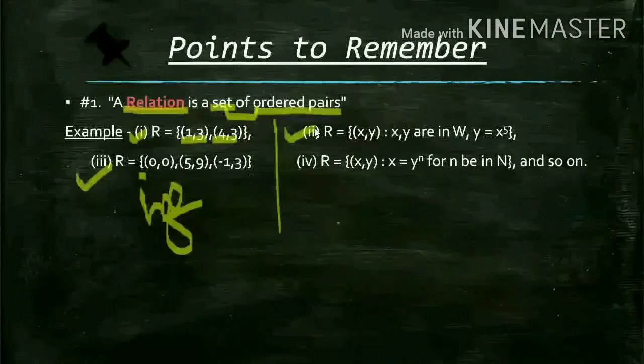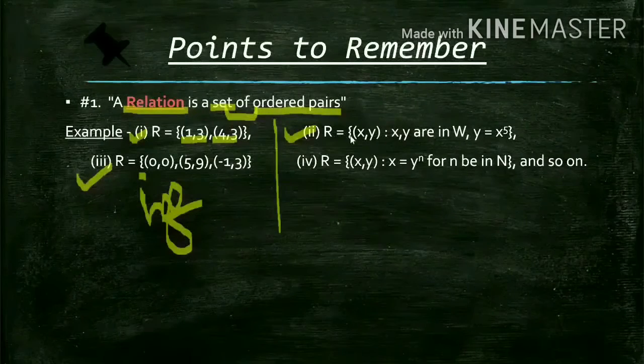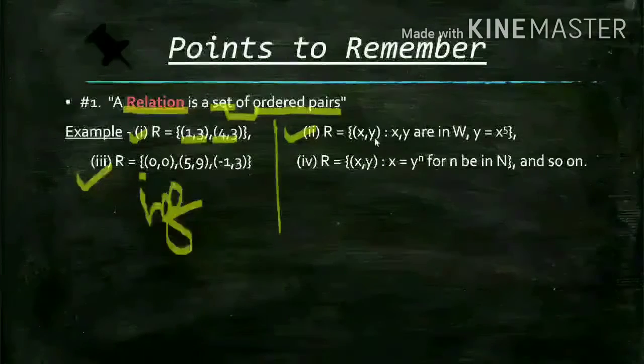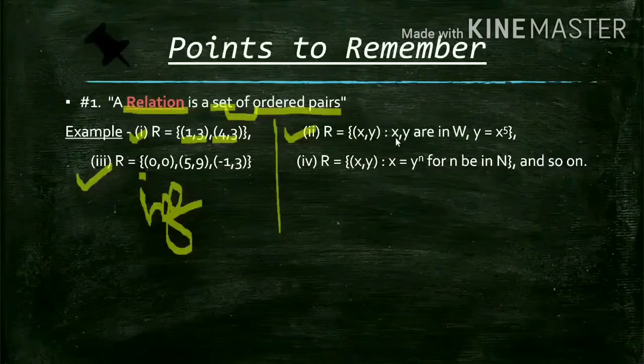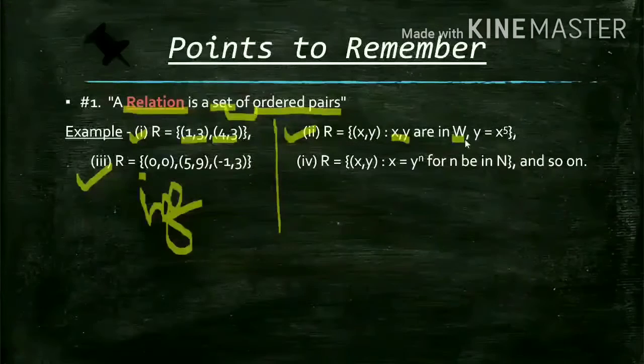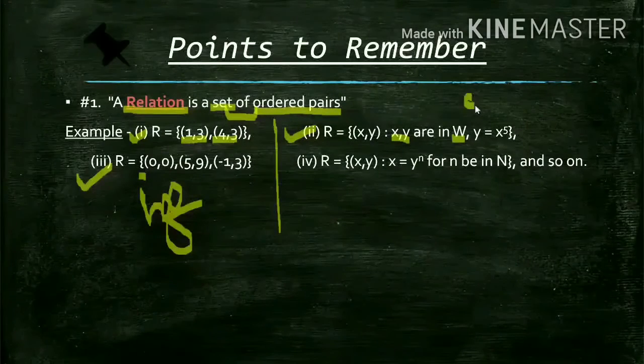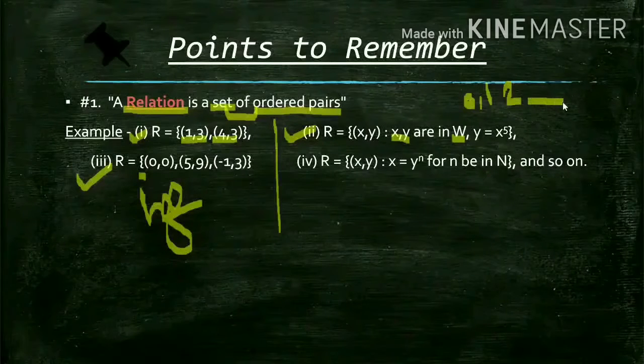So consider this second example, which contains the ordered pairs (x, y) such that x and y are in W. Both are in W. W means the whole numbers starting from 0 onwards: 0, then we have 1, then we have 2, and so on. Right? So these are whole numbers. And this is the important thing.